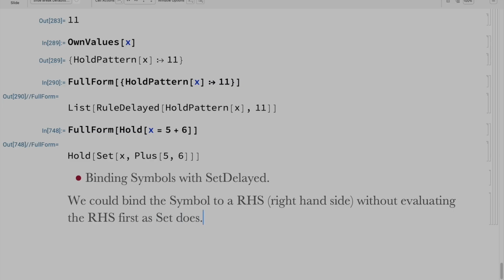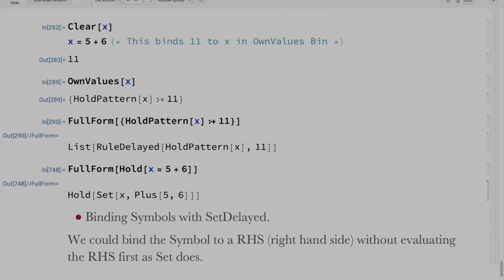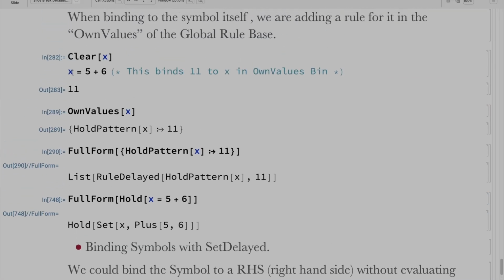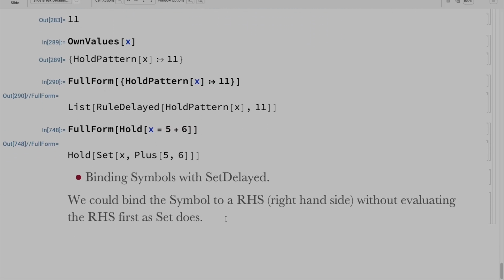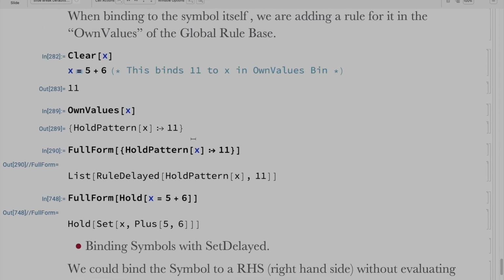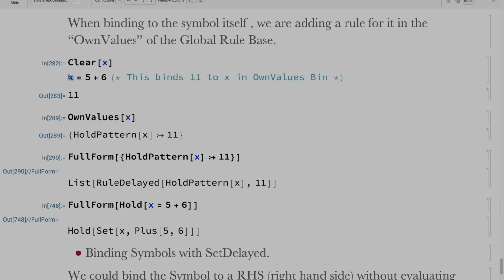So the other thing we could do is we could bind symbols with SetDelayed instead of Set. So this equal sign here represents Set. We could do something called SetDelayed. It's the same as Set, but with one major difference. We are binding the symbol to a right-hand side. So the binding has a left-hand side and a right-hand side. The left-hand side is the symbol we're binding to. The right-hand side is what the symbol is pointing to.